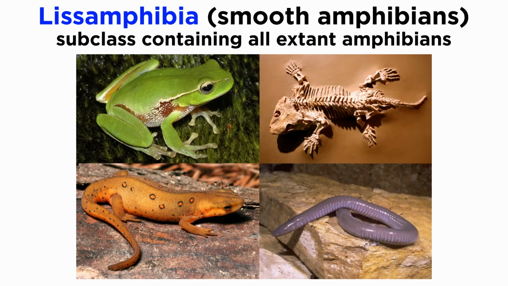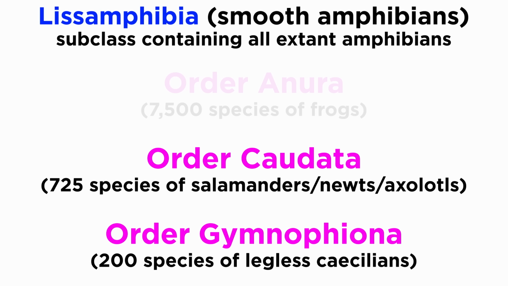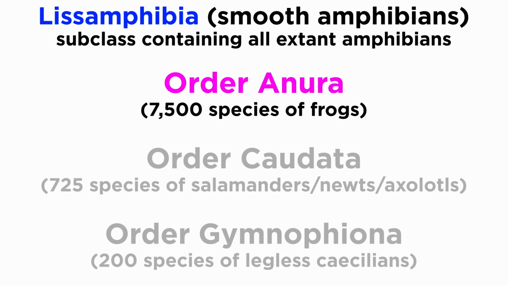As we mentioned, all extant amphibians are also in the subclass Lissamphibia. Order Gymnophiona includes about 200 known species of legless caecilians, and Order Caudata includes over 725 species of salamanders, which includes the newts, axolotls, and many others. However, the diversity of these orders are dwarfed by Anura, which are commonly referred to as frogs, and include over 7,500 species, or nearly 90% of all extant amphibians, making them the most biodiverse and widespread of all modern amphibians.